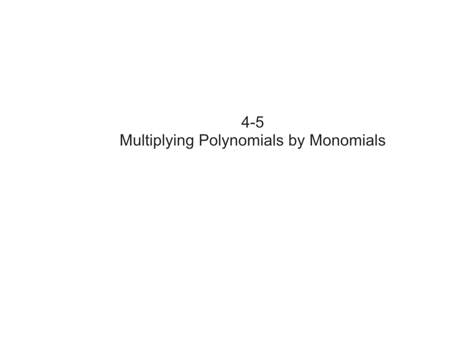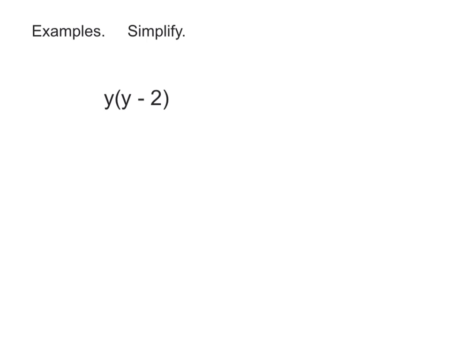In section 4-5, our objective is to multiply a polynomial by a binomial. Here, we're just going to use the distributive property to simplify this. So I'm going to go ahead and multiply those two. I get y times y, and I get y squared for that. And over here, I'm going to multiply y times -2, and I get a -2y for that.